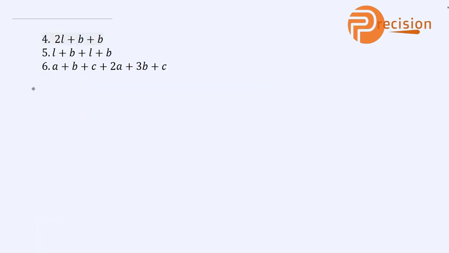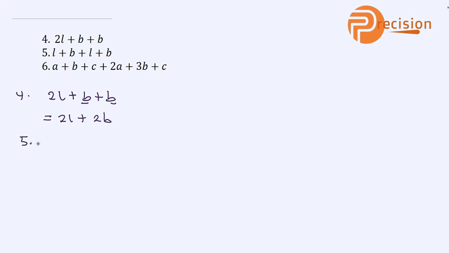Okay, let's come to question number 4. So question 4 says 2L plus B plus B. So same thing is happening every time. B and B are same class, so we can combine them. 1B plus 1B gives us 2B, so equal to 2L plus 2B, and that's our answer. We are done.